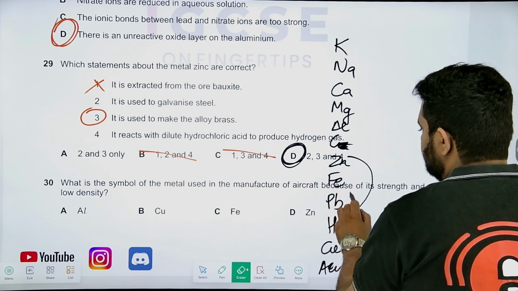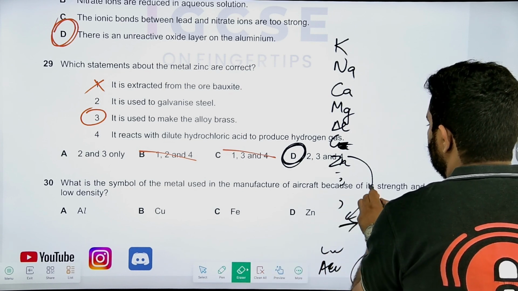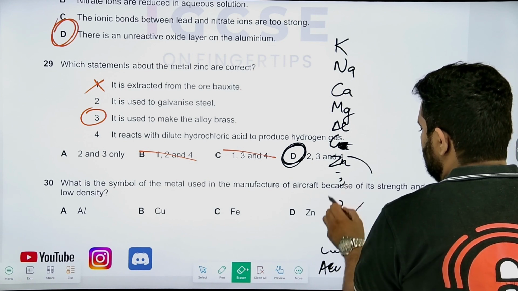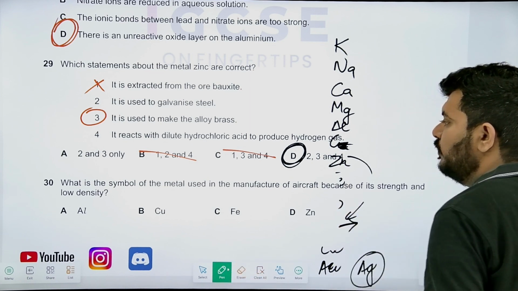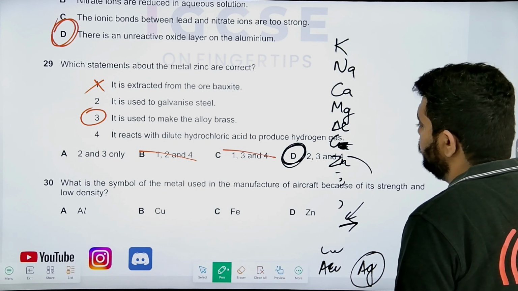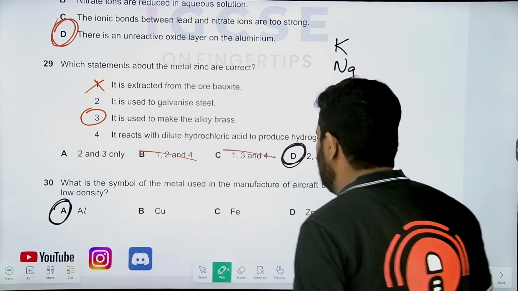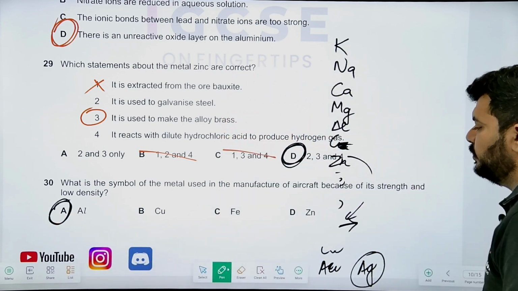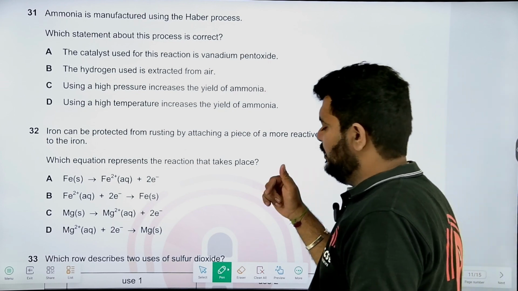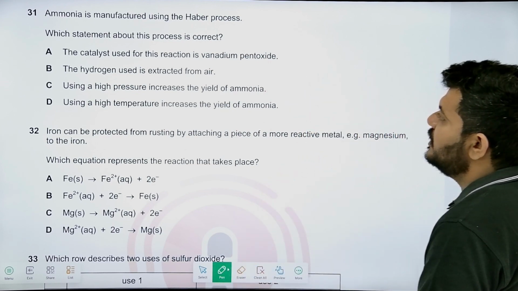Okay, let's erase this much. Let's read the question. Okay, what is the symbol of the metal used in manufacture of aircraft because of its strength and low density? Aluminium, right? Without any question, you should remember certain properties. So if some questions take time, at least some questions become very easy for you.